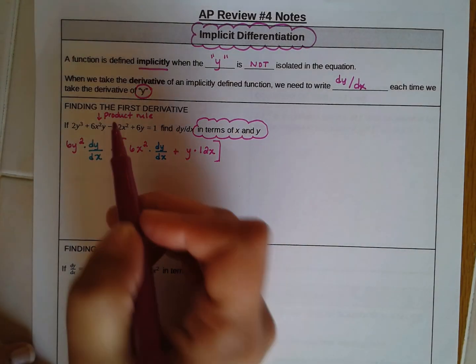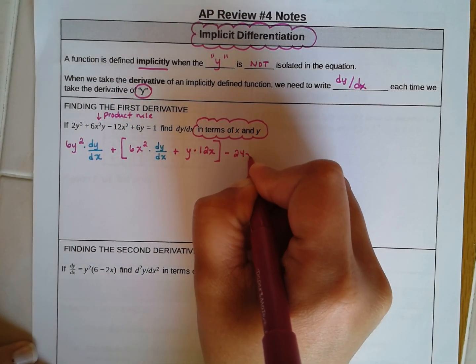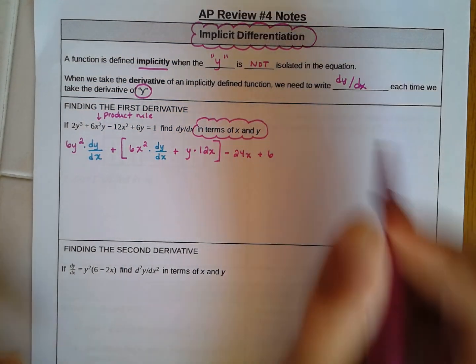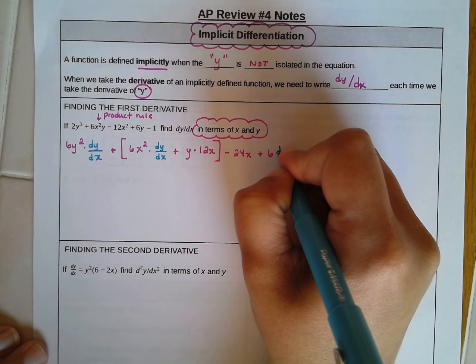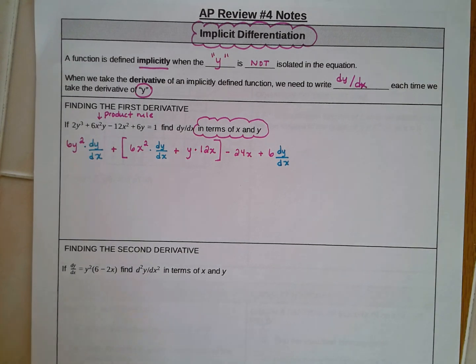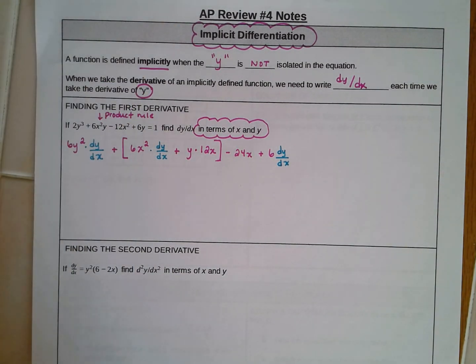Then I can continue. So the derivative of negative 12x squared would be negative 24x. And the derivative of 6y would be plus 6. And then again, when you take the derivative of y, you have to write dy over dx. Now, the reason that there's nothing except for the 6 here is that the derivative of 6y is just 6. But then I have the dy over dx because that's the dependent variable in the equation. So I have to write dy over dx for that.